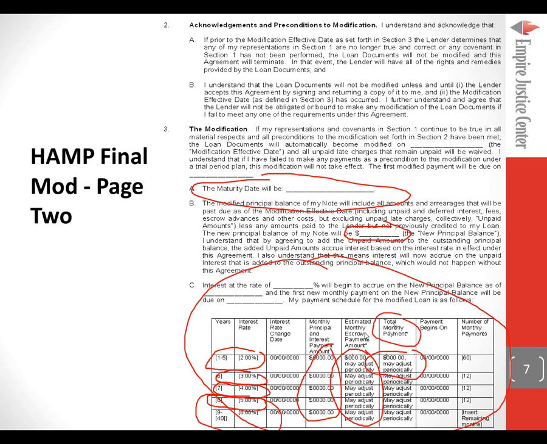Now, obviously, that monthly escrow payment is just that. It's an estimate. As taxes go up, as homeowners insurance goes up or down, those amounts may adjust slightly. The principal and interest payment should be exact. That should never change under the terms of the modification.